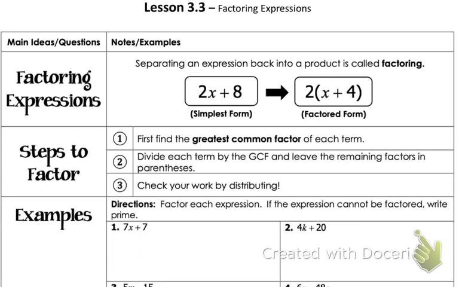If I was to distribute this 2 to both things, we'd have 2x and a plus 8. We would have had our simplest form. So we are going backwards. We're pulling out a number instead of distributing that number into all the things. So when you factor something, you multiply. When you factor out, you actually divide. We do the opposite of the distributive property.